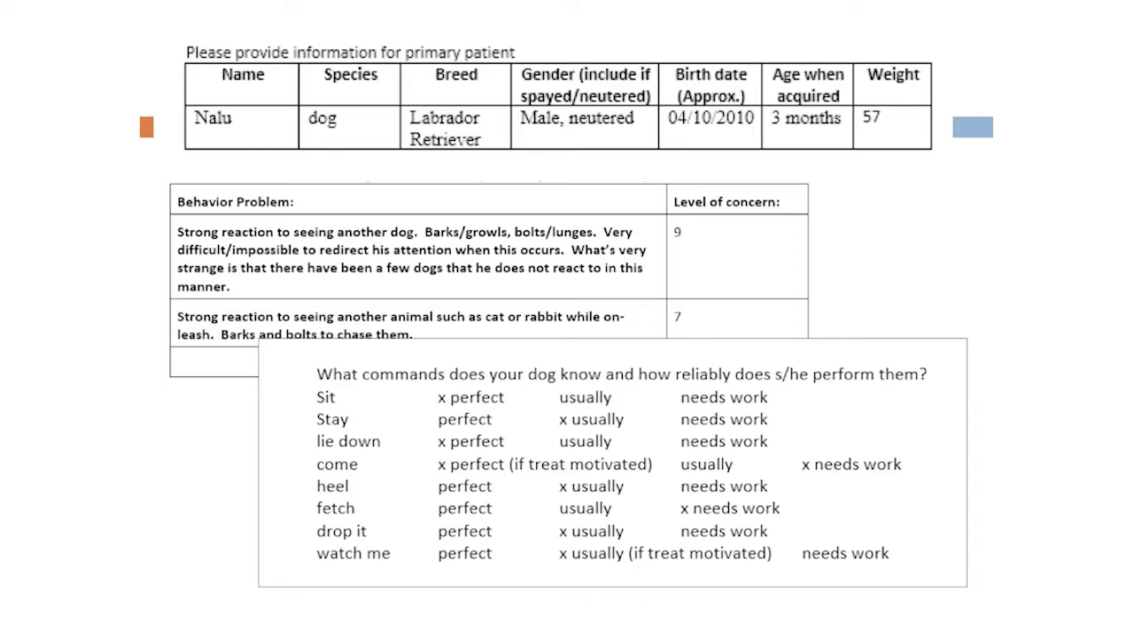Everything else in the history form, and it's about a 6 or 7 page form, is all referencing these two particular problems. There's a section in there where we ask them what commands does your dog know, and they listed out all of these, and basically these are the answers. So almost everything is perfect. Couple of usuallys. The fetch needs work. Ironically, he's a Labrador, whatever.